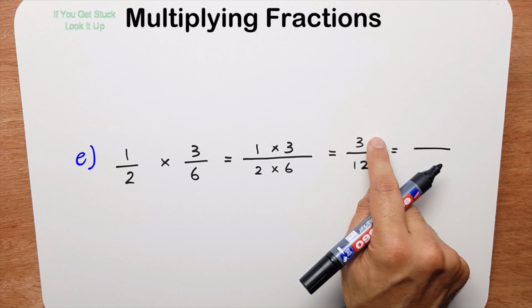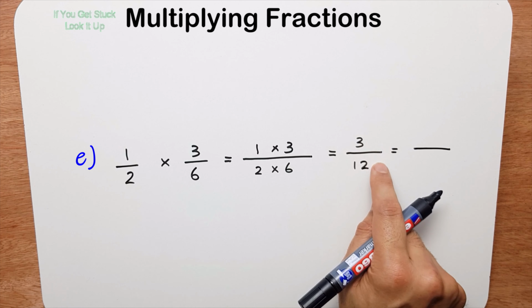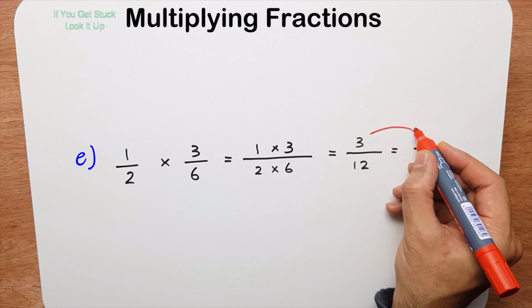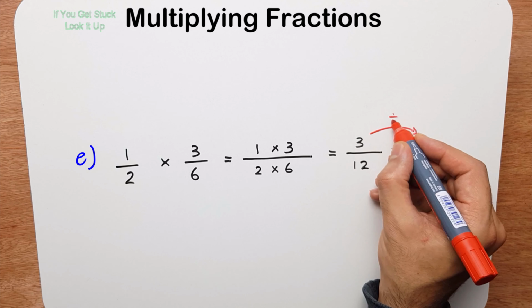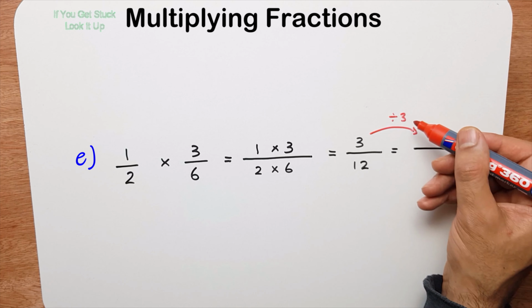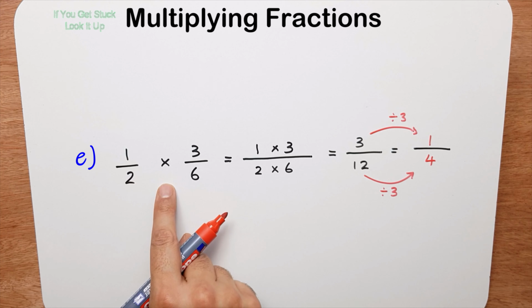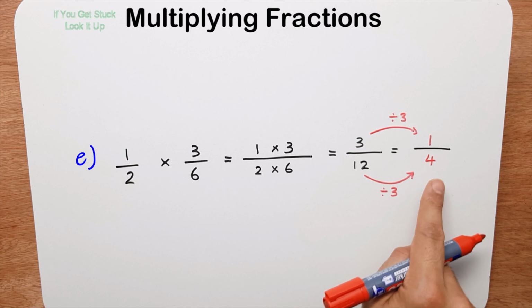Now I can see straight away that they're both in the 3 times table, so I can simplify this fraction. So I'm going to divide the numerator, or the top number, by 3. And whatever I do to the top number, I have to do to the bottom number. It has to be the same number I divide by. So I'm going to divide the 12 by 3. 3 divided by 3 is 1. 12 divided by 3 is 4. So 1/2 times 3/6 is 1/4.